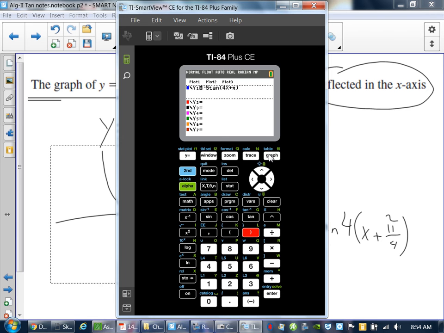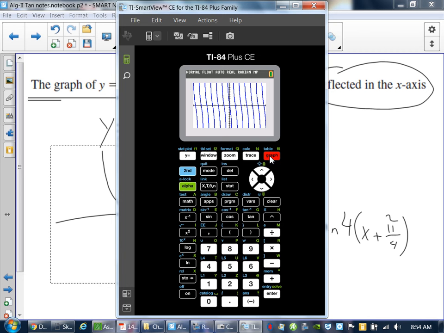Wait, where's the pi button? Right here. Oh, second pi. Now, watch what happens when you graph it. You're just going to get constant values of tangent because it's not going to give you one single period value. So what you can do is adjust your windows.